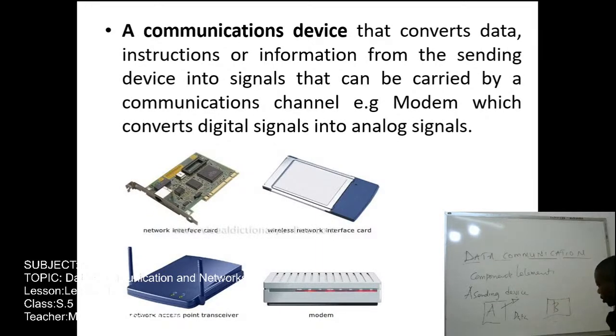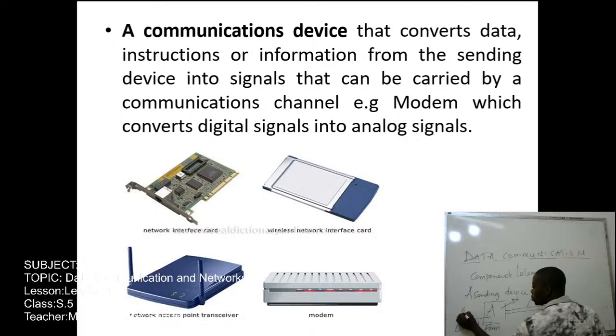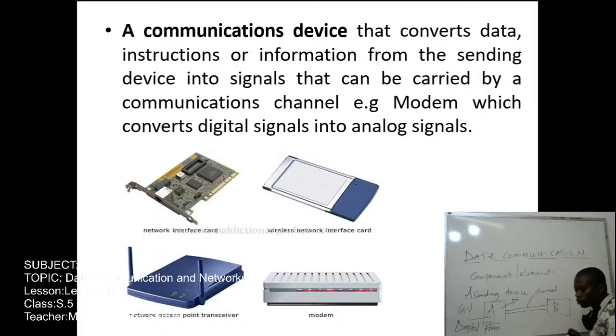So we are saying that in case computer A is interested in communicating with computer B, there should be what we call a channel that we are going to use. But when information, data, or instructions are available here to computer A, they are in the format called digital. They are in the form of zeros and ones. They are what we call the binary form or binary digits.